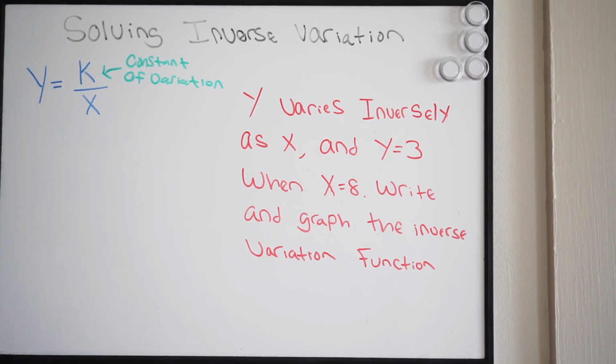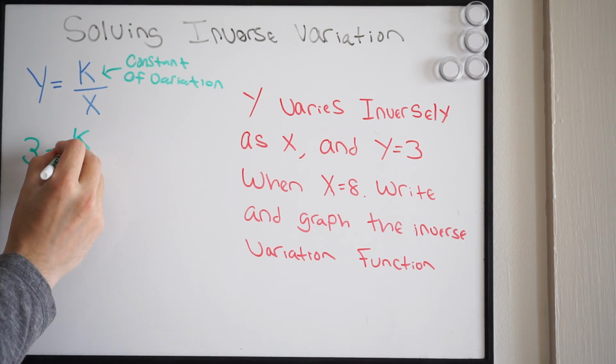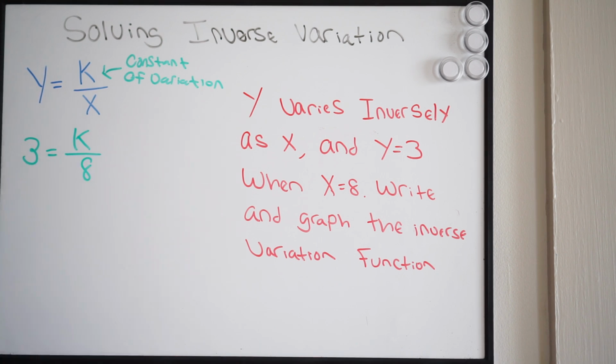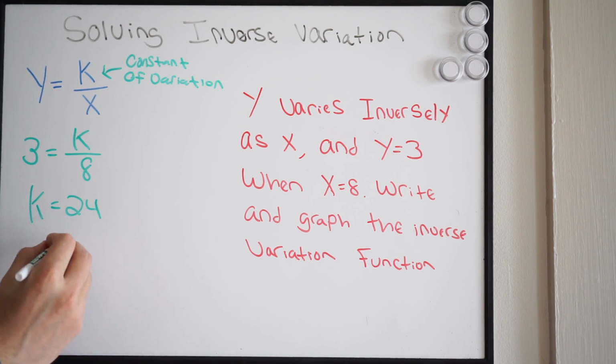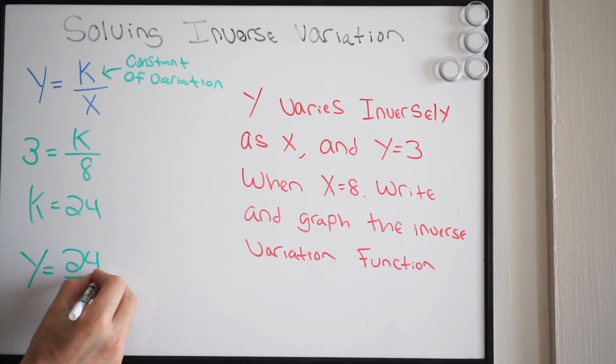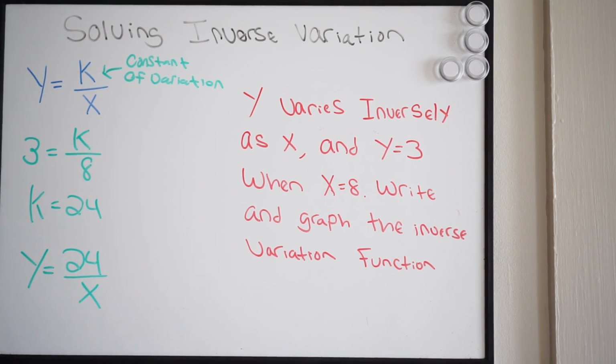So in order to find what this inverse variation function is going to be, we're simply going to plug in our values and solve for k. We're going to solve for our constant of variation. So we know that when y equals 3, x is going to be equal to 8. So we plug it in. And when we solve for k here, we multiply by 8 on both sides. K here will be 24. And if we want to write this now as the inverse variation function, we'll write it as y equals 24 over x. And from here I can go ahead and graph it.